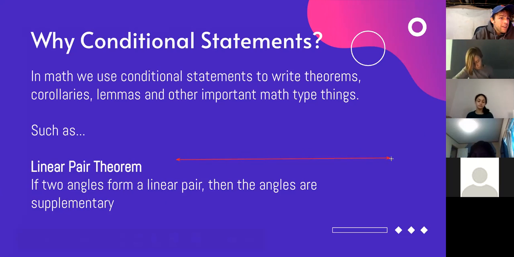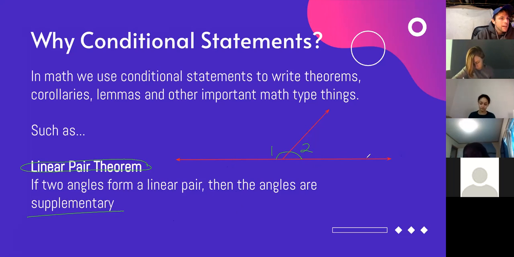So hopefully you remember that a linear pair is something like this, where you have two angles that together make a straight line. That's what we mean when we say linear pair. So if we call this angle 1 and angle 2, we know together they form a straight line. Well, when you make a straight line, that means that it's 180 degrees. The measure of a straight line is 180 degrees. So this is a true conditional statement about linear pairs, which is why we call it a theorem.